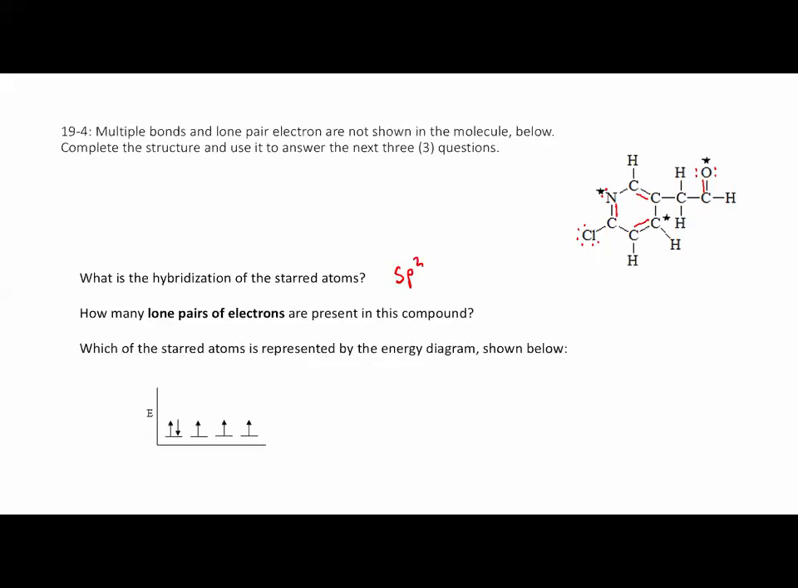So how many lone pairs of electrons are present in this compound? So we drew those out, so all we have to do is count them. So 1, 2, 3, 4, 5, and 6. So there are 6 lone pairs in this compound.